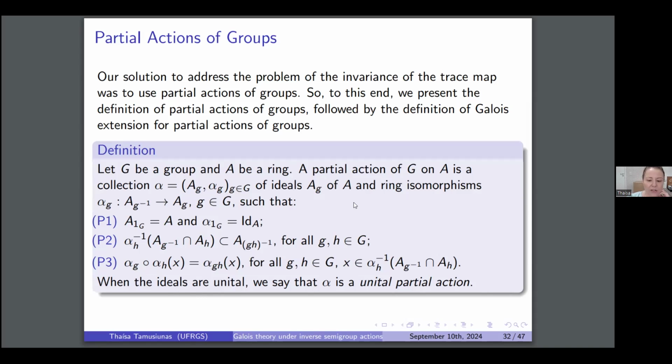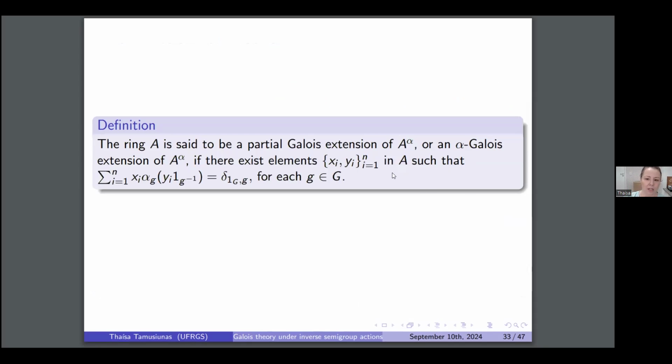And when the ideals are unital, we say that the partial action is a unital partial action. And the definition of Galois extension in Galois theory is essentially the same, but here we have just one idempotent, which is the identity of the group. And if G is the identity of the group, on the right side we have 1, otherwise it's 0.